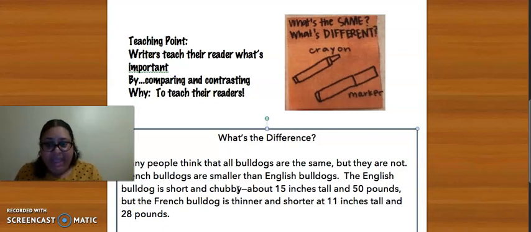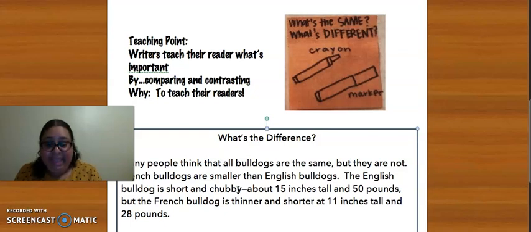So, as you write today, I want you to think about your topic and maybe think about some things that are the same or different. If you're writing a book about sharks, maybe you could talk about how the great white shark is similar or different to the hammerhead shark. If you're talking about games, maybe you could say how Fortnite is similar or different to Minecraft. If you're talking about places, maybe you could say how the museum is similar or different to an art gallery.